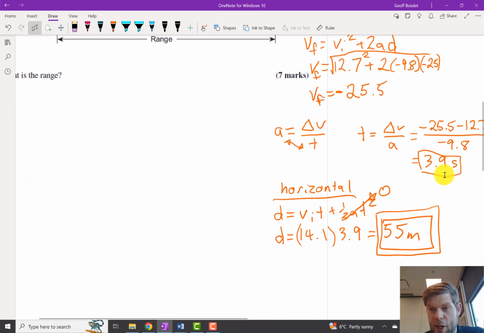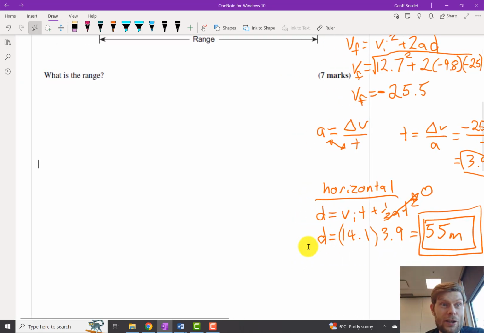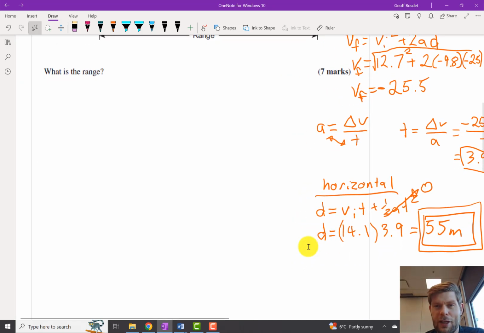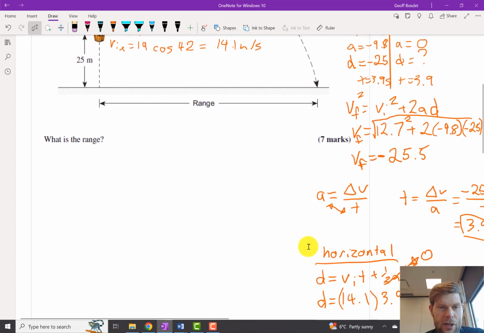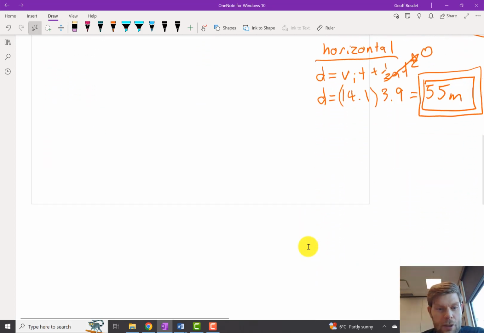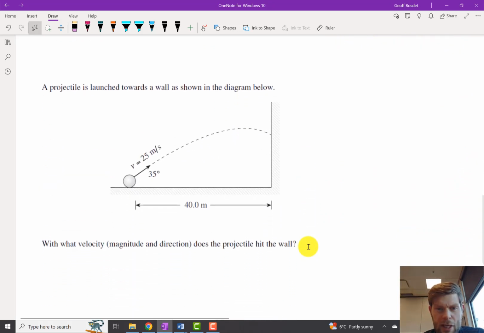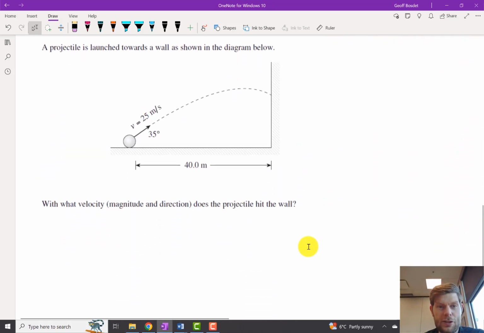And then we used that 3.9 seconds in our horizontal formula, where our acceleration was 0, to find our horizontal displacement. That's how it's done. Bit tricky, but more because there's a lot of steps than any step is terrible. Now, last one I'm going to go over in this video is this guy right here. It's honestly not terrible, but the fact it wants both magnitude and direction is a bit of a pain.